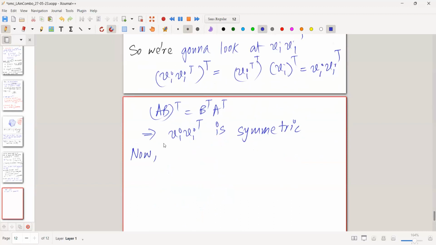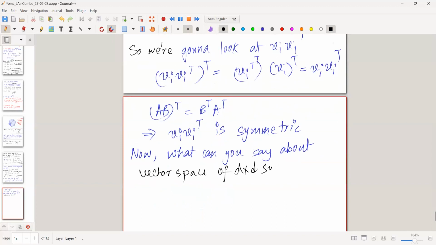So now what can you say about the vector space of D cross D symmetric matrices in R D cross D? It should have dimension D choose 2. Wait. Sorry, it's D plus 1 choose 2, that is D times D plus 1 by 2. Why do you think so?